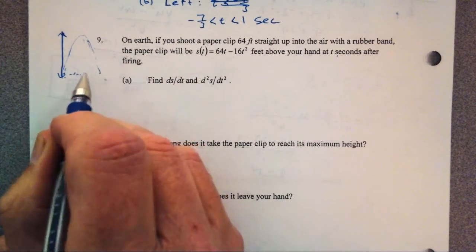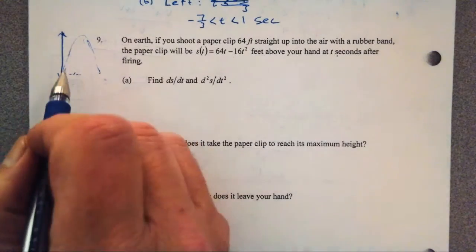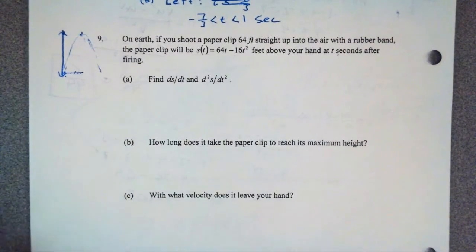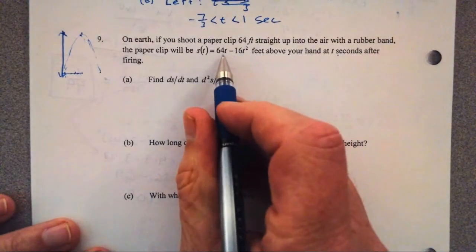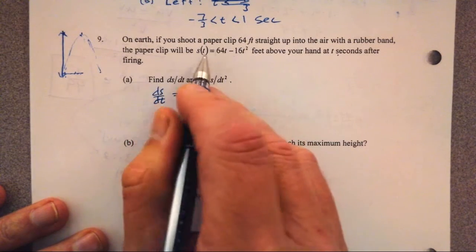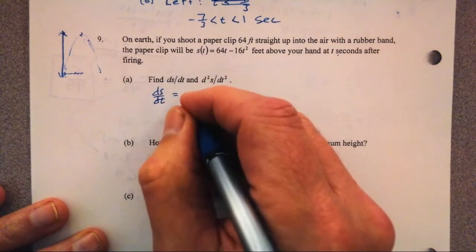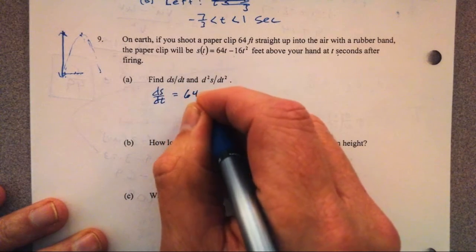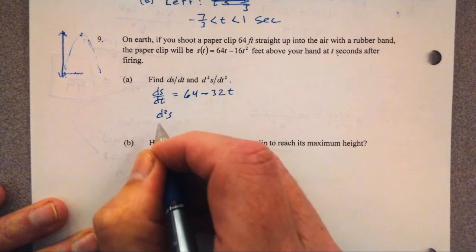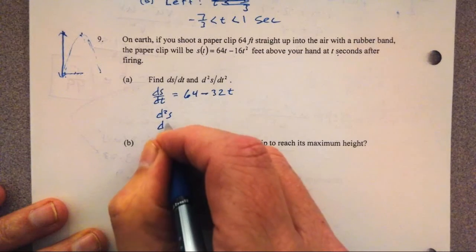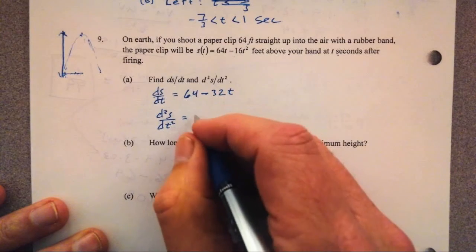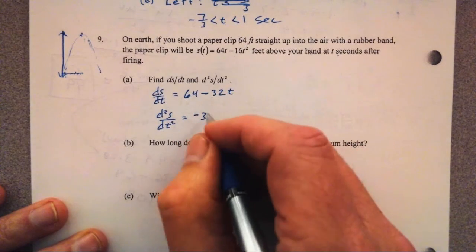Typically on these types of questions, we want to know when it's going up, when it's going down, how long it takes to reach its maximum height, or what its maximum height is. We're typically going to be dealing with the derivative. We're just supposed to find the first derivative right now. So ds/dt is the first derivative of this function. That would be 64 minus 32t, and d2s, the second derivative of s with respect to time, is the derivative of 64, which is 0, and the derivative of negative 32t, which is negative 32.